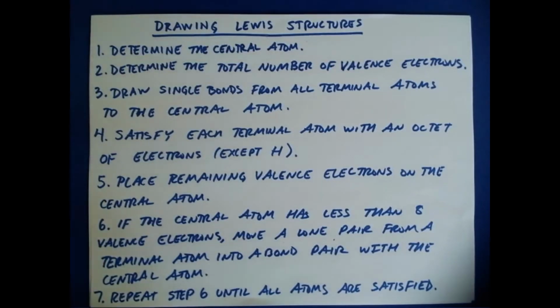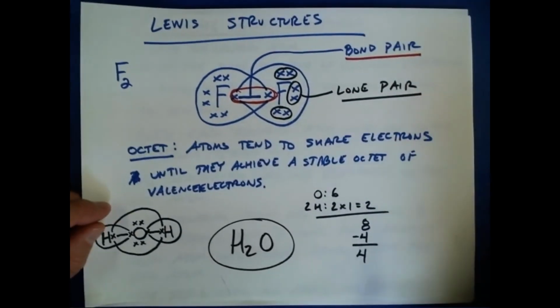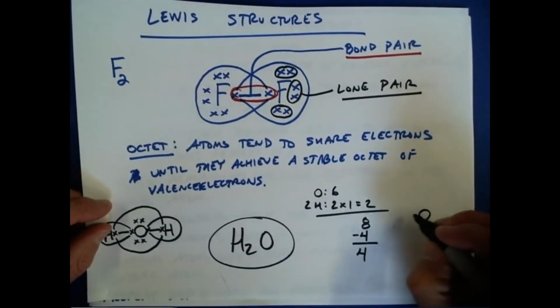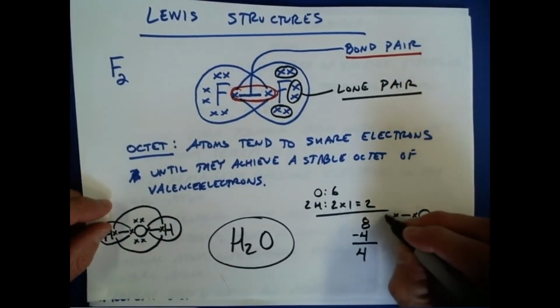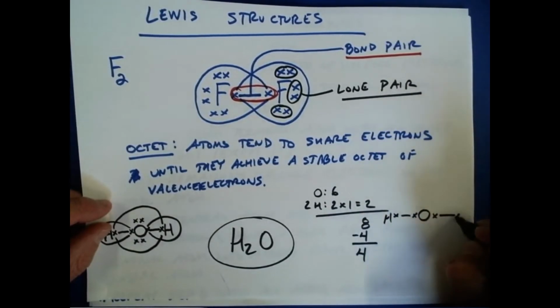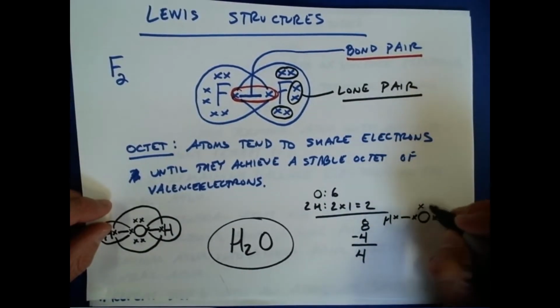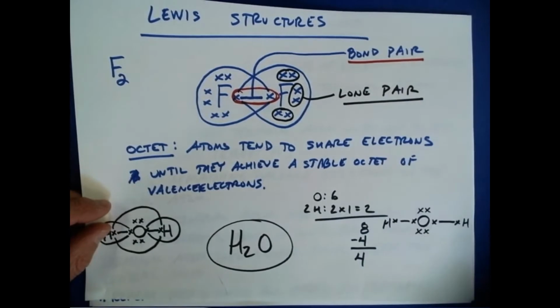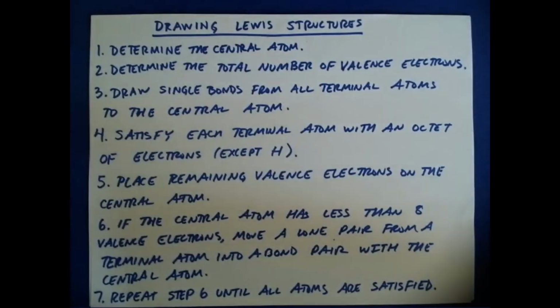And so at this point, the Lewis structure is drawn for water, which we could write with our oxygen single bonded to a hydrogen over here, single bonded to another hydrogen over here, and 2 different lone pairs around the central atom. Let's try this for a couple of other molecules.